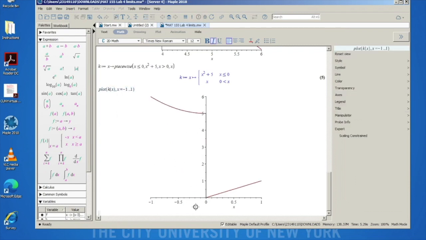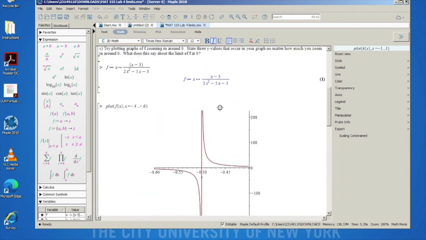So now when I look closer at the neighborhood, I can see that if I travel along the left-hand side of the graph, that is x squared plus 5, then as I get closer to the y-axis, I'm getting closer and closer to 5. So the limit from the left-hand side seems to be 5. From the right-hand side, as I approach 0, the values are getting closer and closer to 0. So I can conclude that from the left-hand side, the limit is 5, and from the right-hand side, the limit is 0.